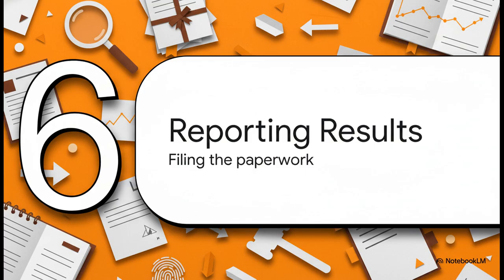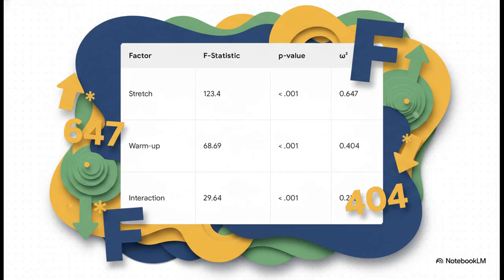We've cracked the case. We have the evidence, but the detective's job isn't done until the paperwork is filed. We need to present this clearly to the world. When formatting our findings into a pristine APA-style table, the F statistics and significance levels are crystal clear. But check out that omega squared column. Effect sizes of 0.647 for stretch and 0.404 for warm-up are incredibly large. It proves our findings aren't just a statistical fluke. They have serious, practical meaning.